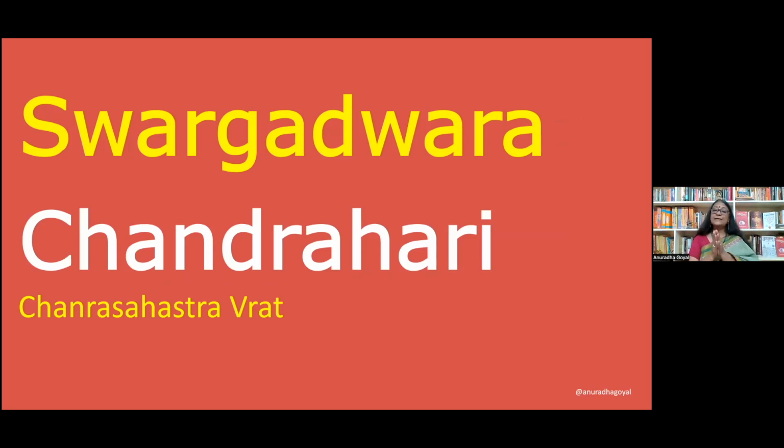Then at the Swarga Dwar itself, there's another very interesting place called Chandrahari. I told you there are 7 Hari Murtis there. One of them is Chandrahari. Now, the story goes like this: Chandrama, or the moon, came to Ayodhya once to see the city because he had heard so much about this beautiful city.